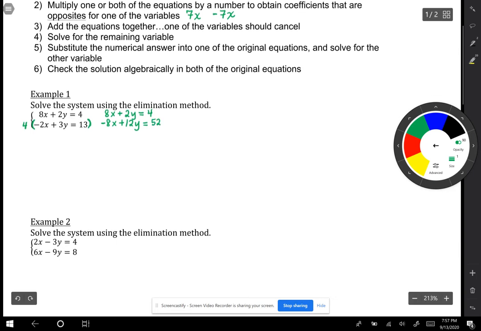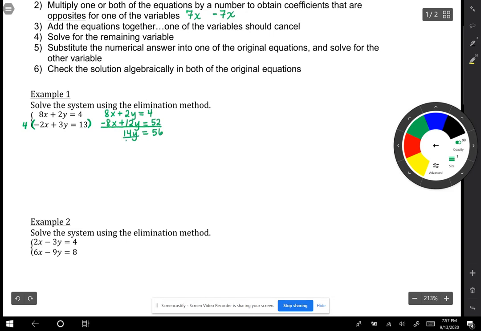All right, so we're done with step two. We only had to multiply one of the equations. Sometimes you have to multiply both of the equations by certain numbers to get opposites. Step three is easy. Just add straight down. So put a line underneath. 8x minus 8x is 0. 2y plus 12y is 14y. And 52 plus 4 is 56.